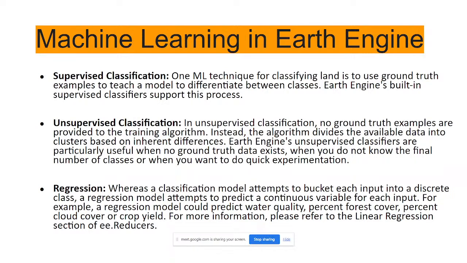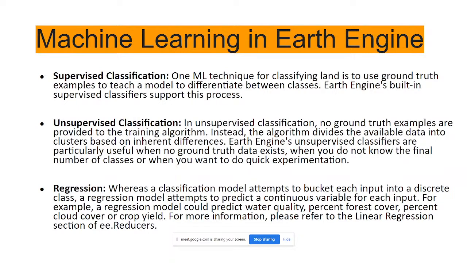Regression models are used to predict things like water quality, percent forest cover, or cloud cover to crop yield, using linear regression. This time I will not show the regression model, as it belongs to our other advanced online training program. Instead I will discuss and show practical examples of supervised and unsupervised classification, and how we can use these two machine learning approaches to make the classification.